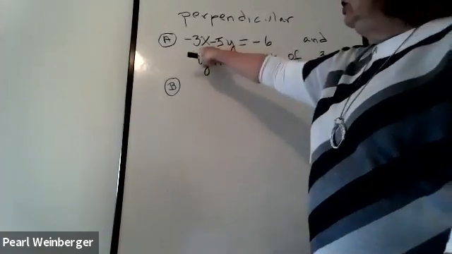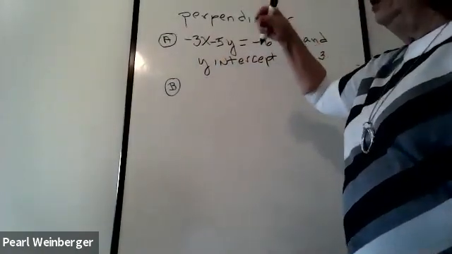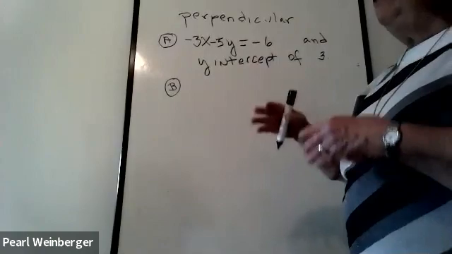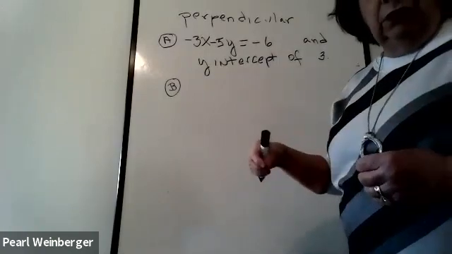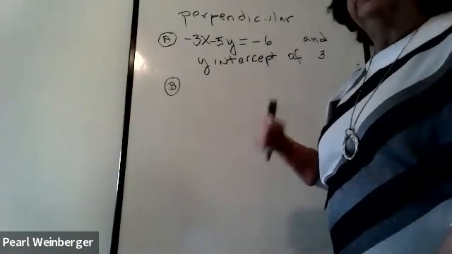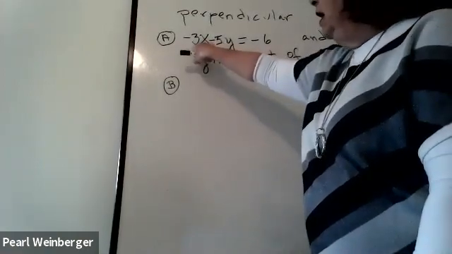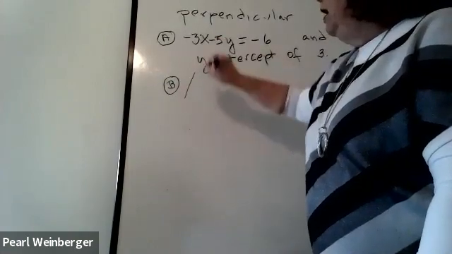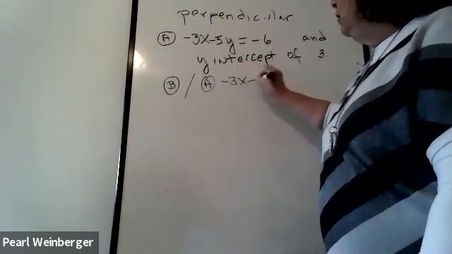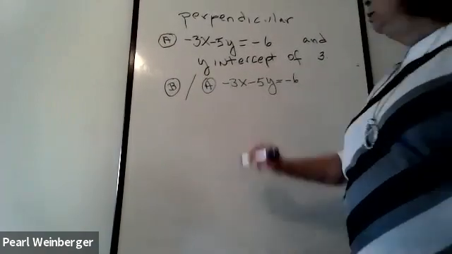Two lines that are perpendicular have opposite reciprocal slopes. So what I need to do is first figure out what the slope of this line A is. And then, since it's perpendicular, my new line, my line B, the line I'm writing the equation of, will have to have a slope that is the original slope flipped and changed signs. Now, in order to find the slope of line A, we have to put line A, the negative 3x minus 5y equals negative 6, in y equals mx plus b form.